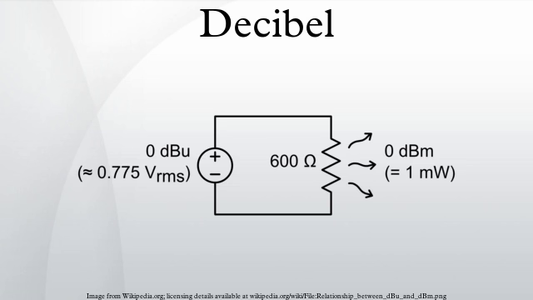A change in power by a factor of 10 corresponds to a 10 decibels change in level. A change in power by a factor of 2 approximately corresponds to a 3 decibels change. A change in voltage by a factor of 10 results in a change in power by a factor of 100 and corresponds to a 20 decibels change. A change in voltage ratio by a factor of 2 approximately corresponds to a 6 decibels change.